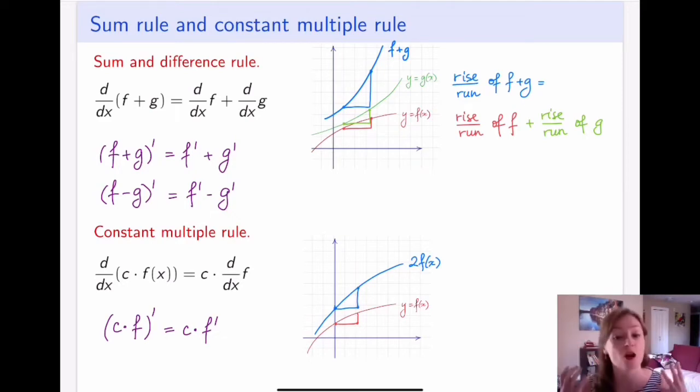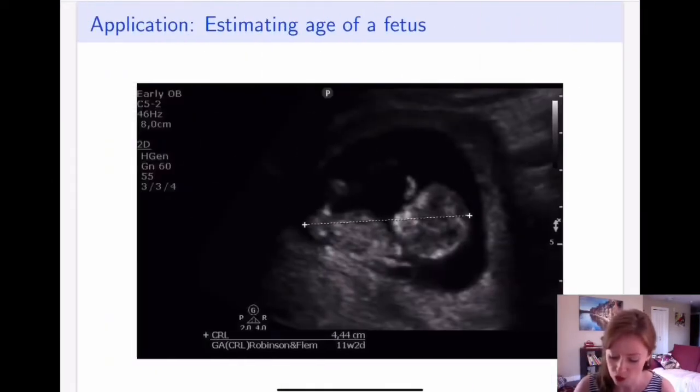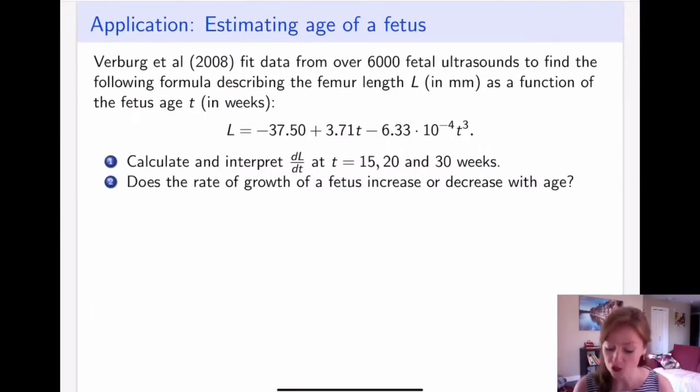Let's try to see how they actually apply to functions. So my favorite application on estimating the age of fetus growth, I showed you this formula last time. We approximated the derivative using this formula. We're now going to be able to compute it exactly using differentiation rules. So the first part is asking to calculate and interpret the derivative of L with respect to t, that's what this notation means, at different points in time, at 15, 20, and 30 weeks.